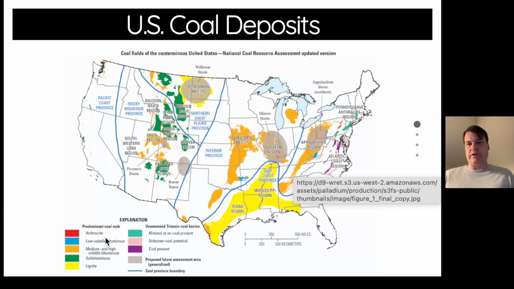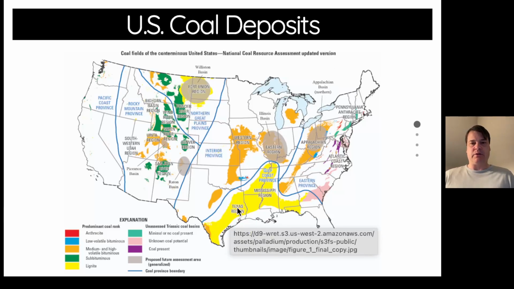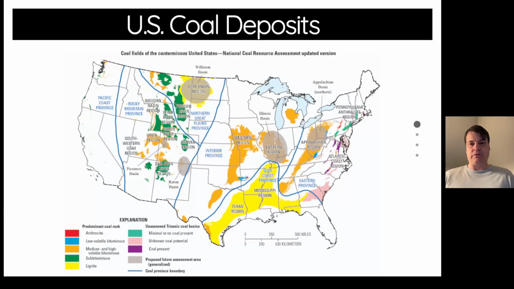And you can see the different types. So red is anthracite. There's not very much red. You see a little bit here in Pennsylvania, and then you get lots of orange. That's going to be your medium and high volatile bituminous coals. You also have green subbituminous coal, lots of that in Wyoming. The so-called Powder River Basin, or PRB coal, is really common and an important source. And then you have lignite, and Texas lignite, for example, is a commonly used term.